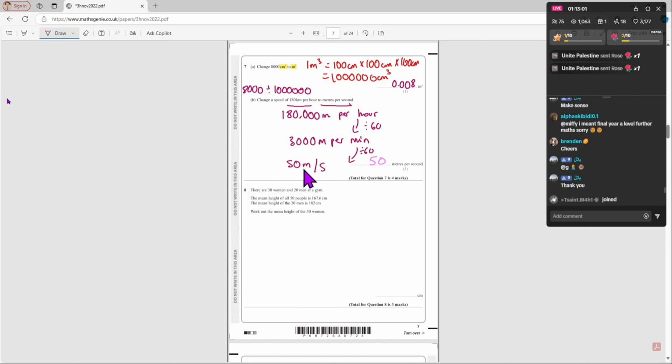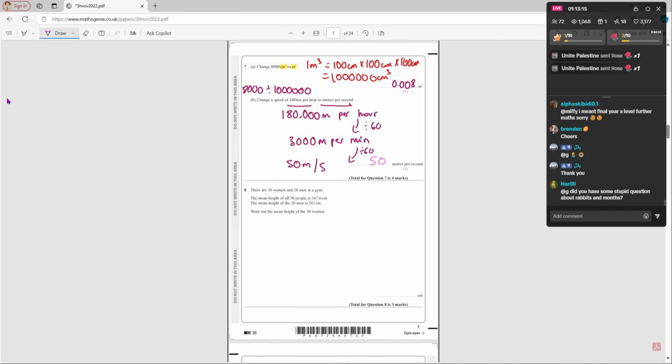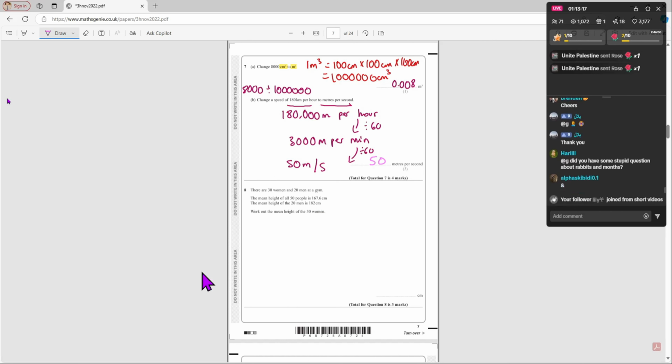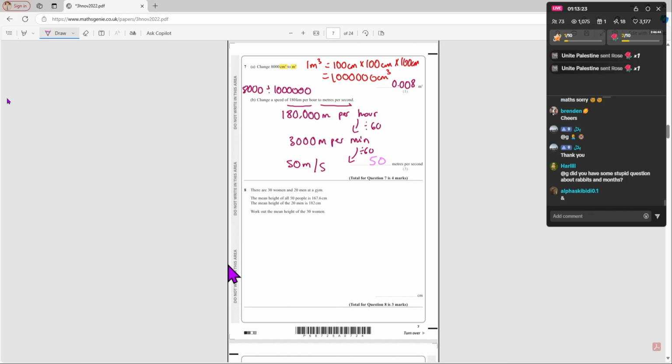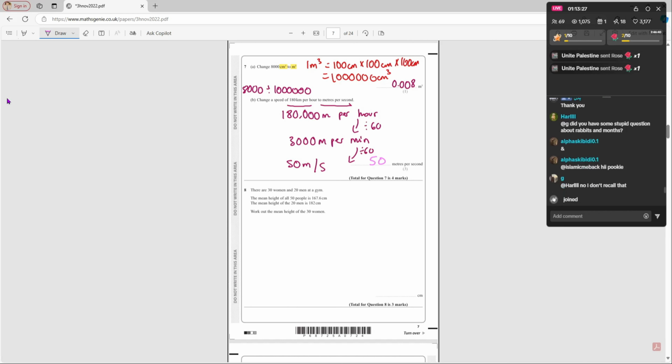So moving on to our question number 8. There are 30 women and 20 men at a gym. The mean height of all 50 people is 167.6 centimeters. The mean height of the 20 men is 182 centimeters. Work out the mean height of the 30 women. So the first thing we have to do is work out the total height of all the 50 people.